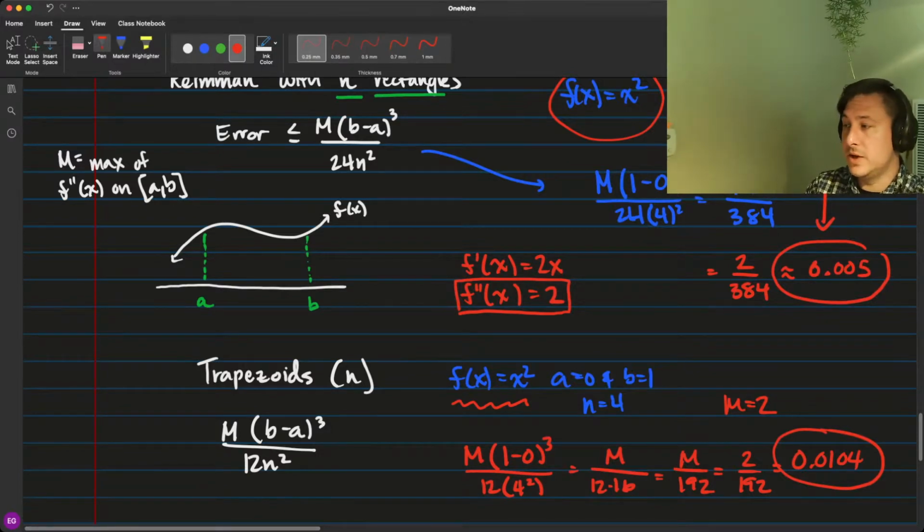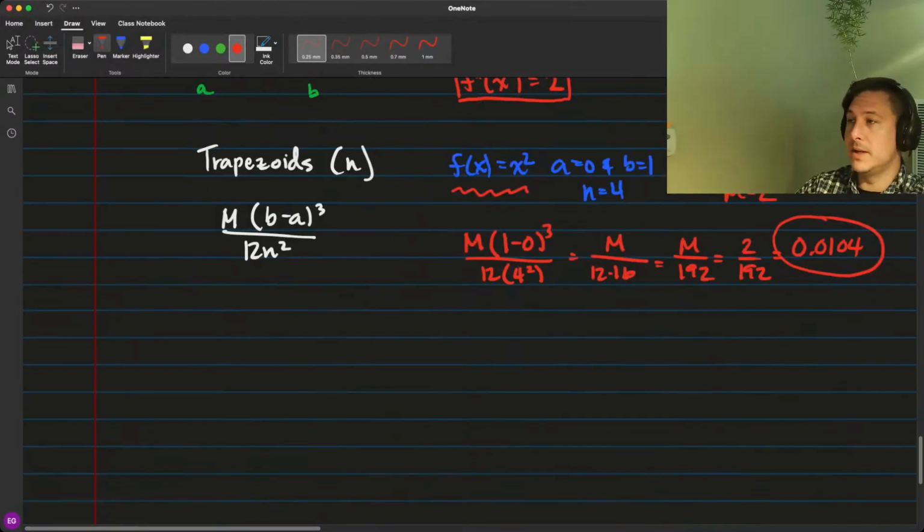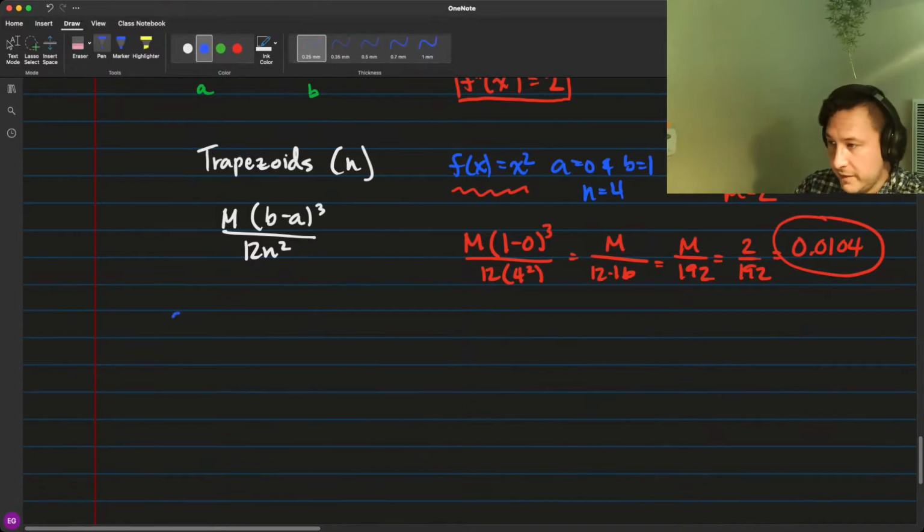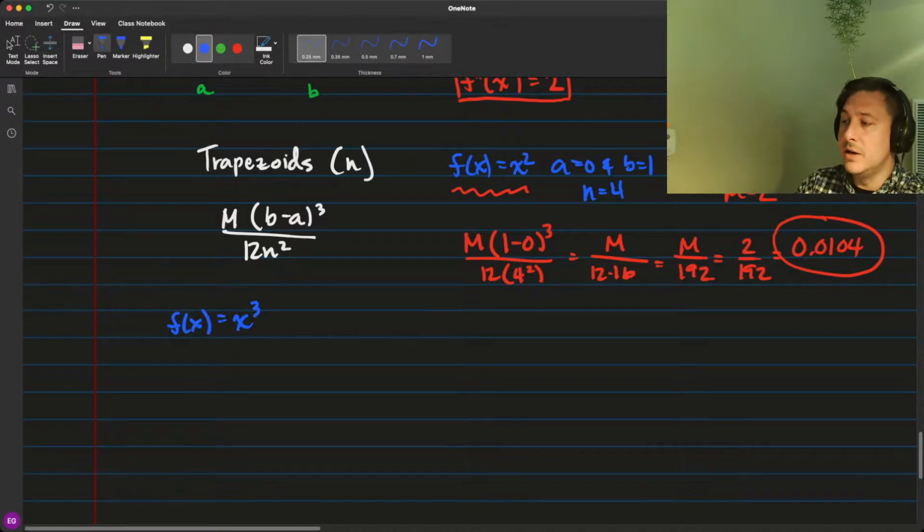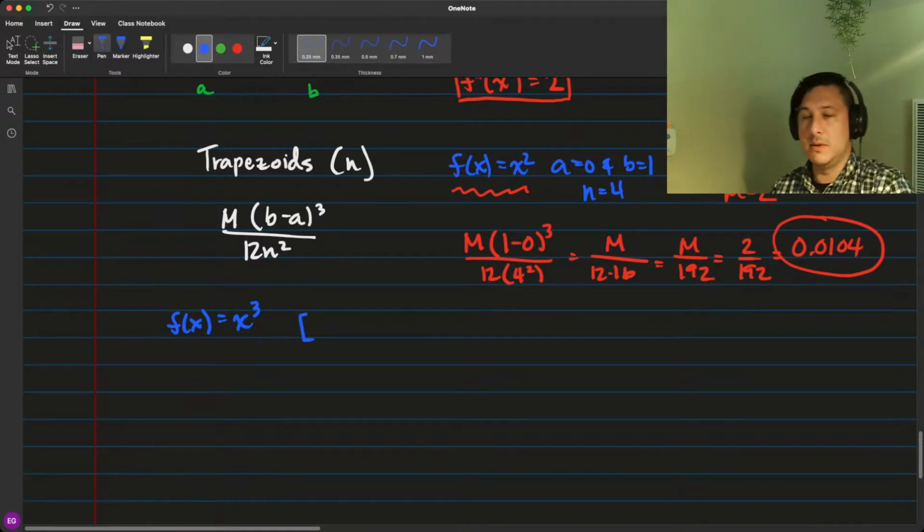No, that's a good question, though. So, okay, let's talk about that. Let's say that your function is x cubed. Now, what's the interval over which you're estimating the area? Just give me your numbers. Just make something up, because remember, you're always estimating an area. Okay, cool.